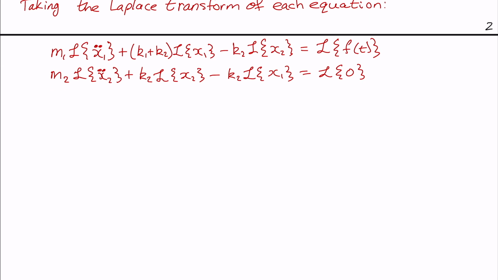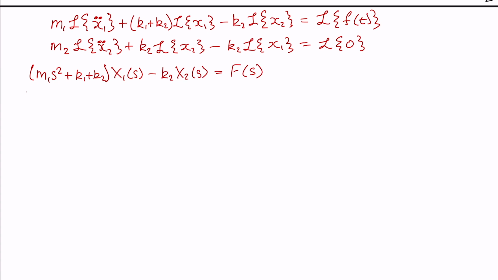So it's going to give us the following. We're going to get (m1 s squared plus k1 plus k2), all of that times big X1 of s, minus k2 times big X2 of s, is equal to big F of s. The second equation gives us (m2 s squared plus k2) times big X2 of s minus k2 times big X1 of s is equal to 0.